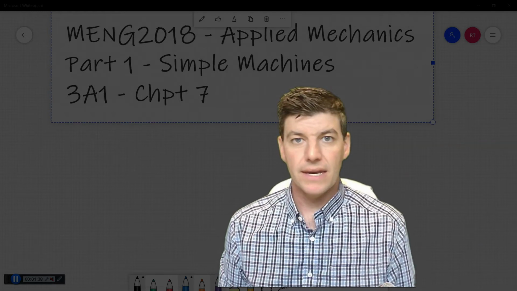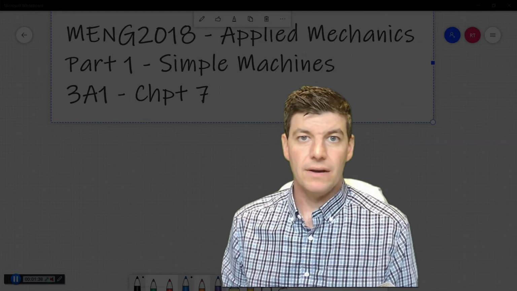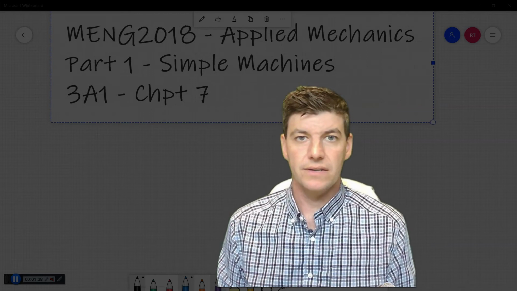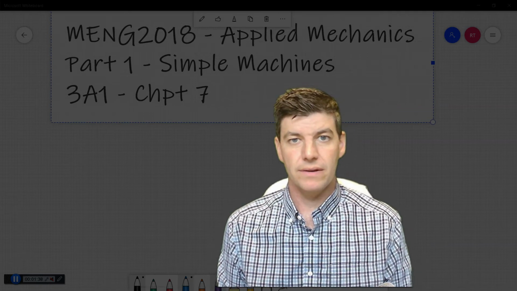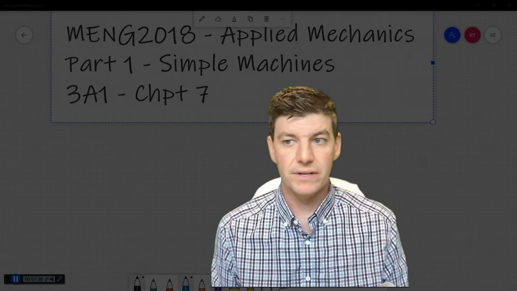MENG2018 Applied Mechanics this semester. We're going to get started on Simple Machines, which is chapter number 7 in your 3A1 textbook. And the portion we're going to cover is about the first half of chapter 7.